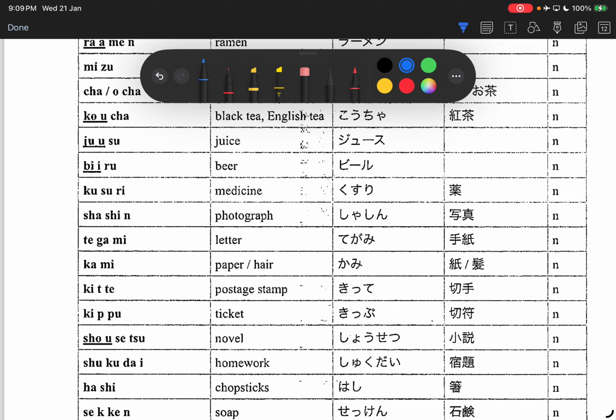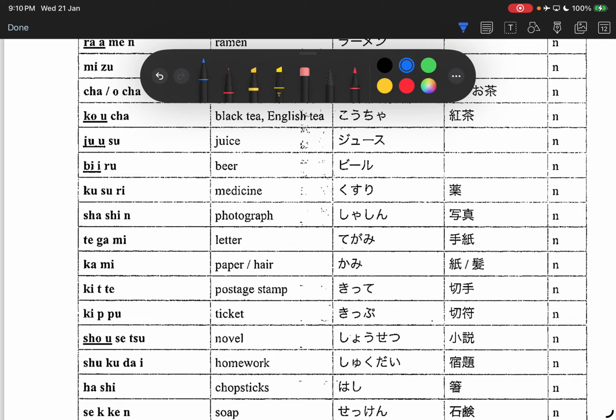So tegami is hand paper. Tegami is hand letter, which means letters that are handwritten. If not, it just becomes mail. So tegami is a handwritten letter. You can see on the right-hand side column, the Chinese character literally means hand and paper. So hand paper.